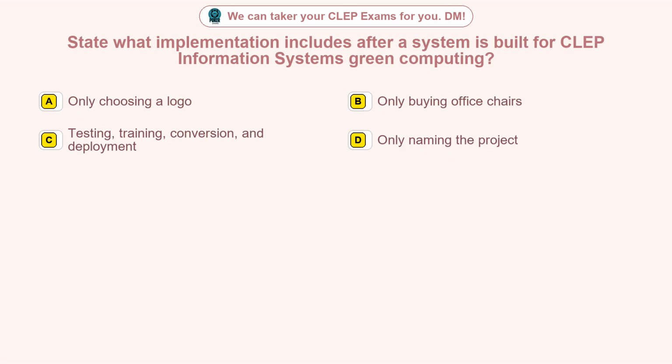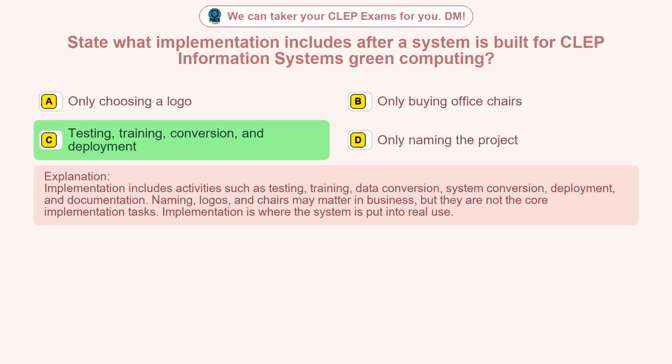Question 74. State what implementation includes after a system is built for CLEP Information Systems green computing? Option A. Only choosing a logo. Option B. Only buying office chairs. Option C. Testing, training, conversion, and deployment. Option D. Only naming the project. The correct answer is option C. Testing, training, conversion, and deployment. Implementation includes activities such as testing, training, data conversion, system conversion, deployment, and documentation. Naming, logos, and chairs may matter in business, but they are not the core implementation tasks. Implementation is where the system is put into real use.